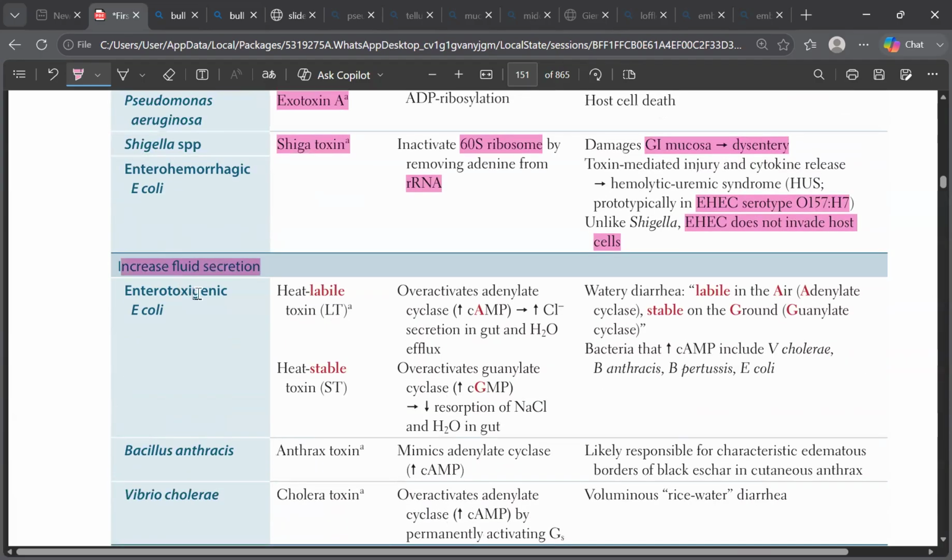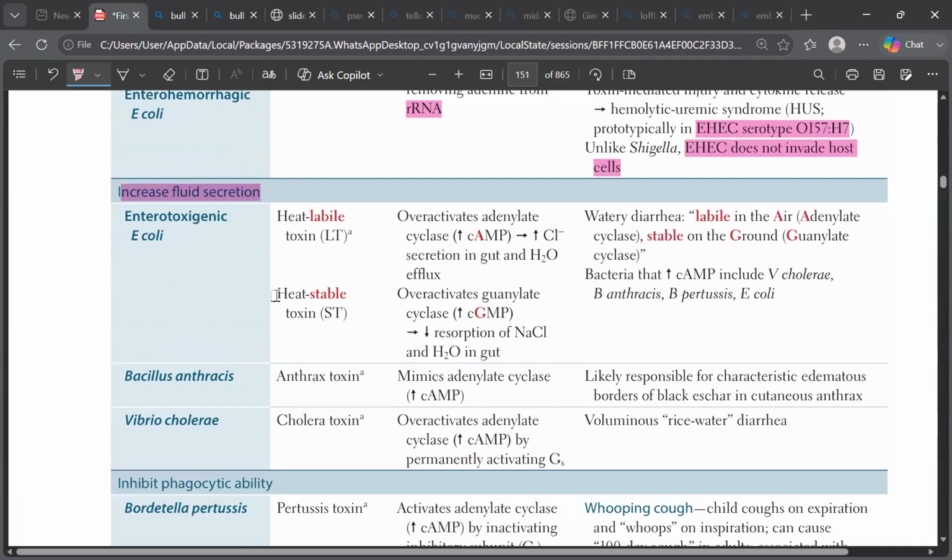We have enterotoxigenic E. coli that have a heat labile toxin and a heat stable toxin. So the heat labile toxin overactivates adenylate cyclase, increasing cyclic AMP, and that increases the chloride secretion in the gut and water efflux, and watery diarrhea. Labile in the air, stable on the ground, guanylate cyclase. Bacteria that increase cAMP include Vibrio cholerae, B. anthracis, B. pertussis, and E. coli. So all of these increase the cAMP, and they cause increased fluid secretion with their heat labile toxins.